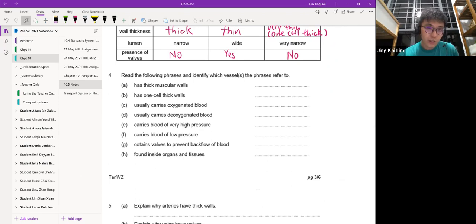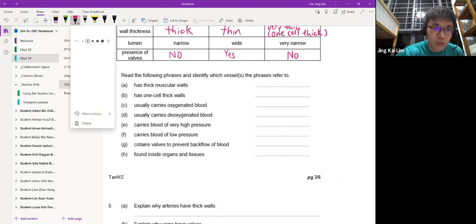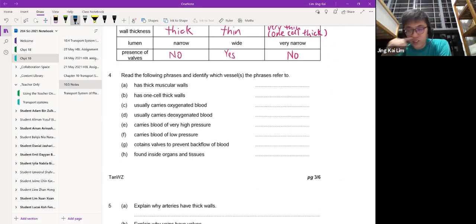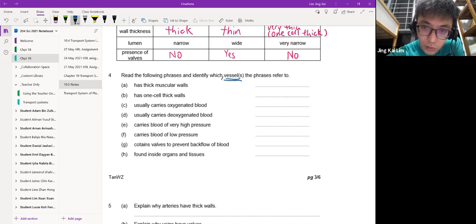Question 4 here is actually part of the 21st of May assignments, if I'm not wrong, along with question 2. But I noticed that many of you were very confused. You thought that this particular question actually links to the heart itself. So it's actually talking about vessels. We are talking about blood vessels here.